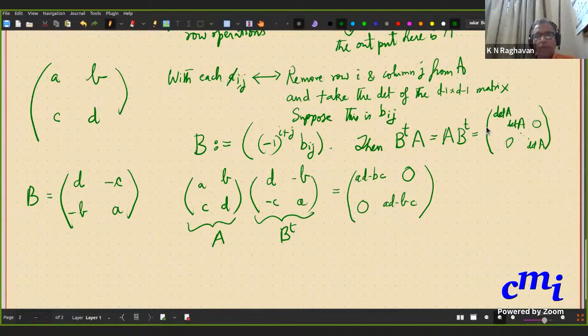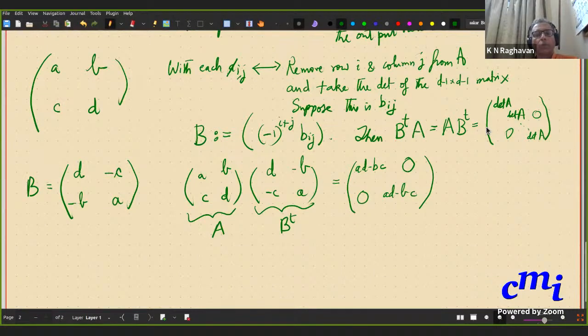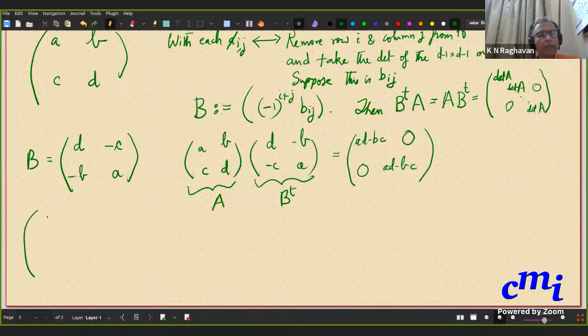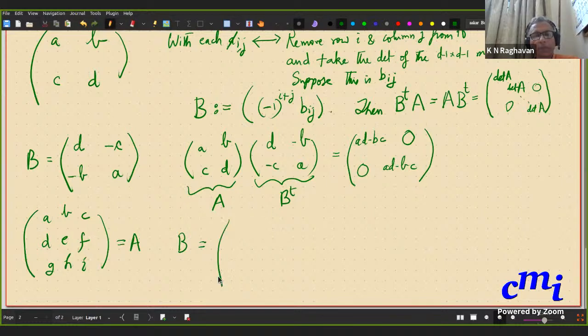Now this you can prove just from properties of the determinant that you learned in school. So let's do a 3x3 case. So A, B, C, D, E, F, G, H, I. Let me put it like that. So if this is my A, what is going to be my B? Can somebody please tell me?